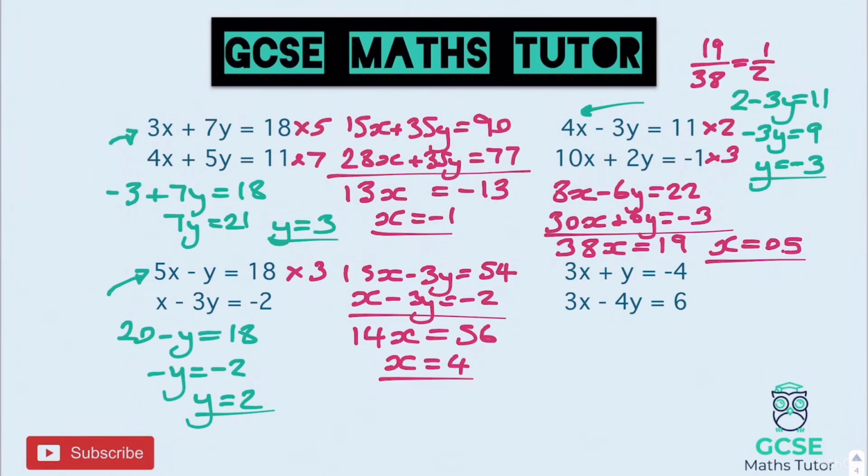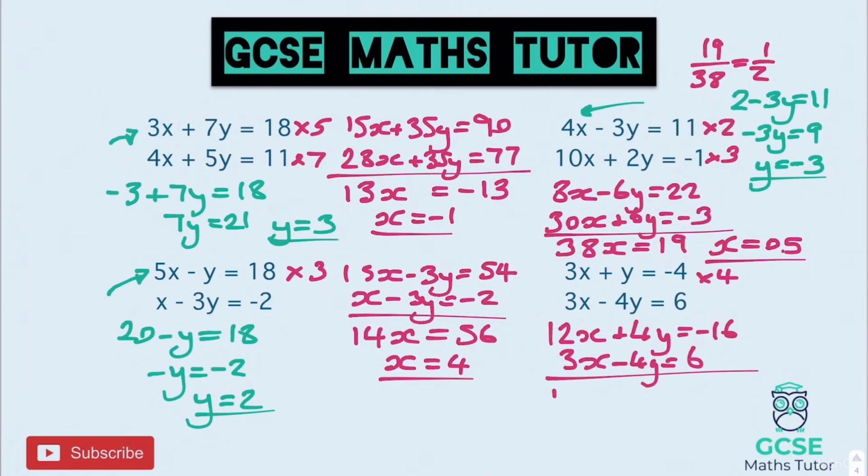Let's have a look at this bottom one. So quite a nice one because we only have to times the top one by 4 there. So let's times the top one by 4, we get 12x plus 4y equals negative 16. The bottom one's going to stay the same, so 3x minus 4y equals 6. And then again, different signs, so we add them together, we get 15x equals, and let's have a look, negative 16, add 6 is negative 10. And again, not a very nice one here.